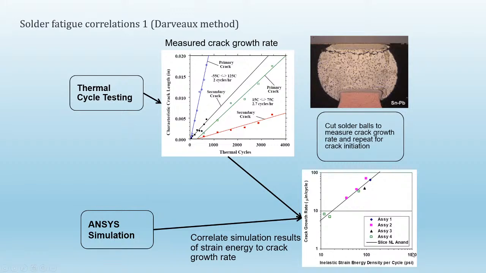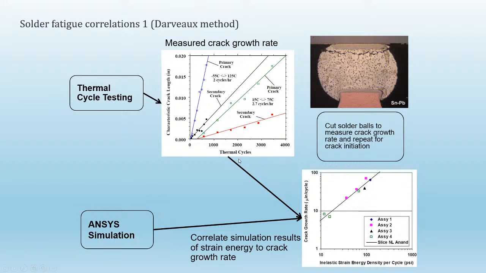That's the x-axis. The y-axis here is a little bit different than what I showed earlier. This is a crack growth rate. So what Dr. Darveaux actually did was that he did thermocycling on a number of packages, and with different amounts of failure. Then he actually cut and cross-sectioned many of the solder balls to measure the creep, how far the crack has grown. So he has data on the crack length as well as the number of thermal cycles.